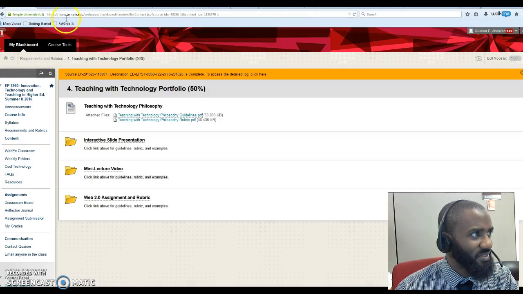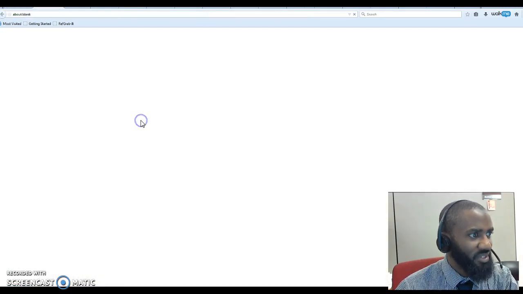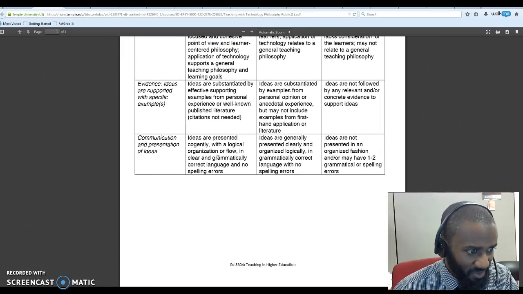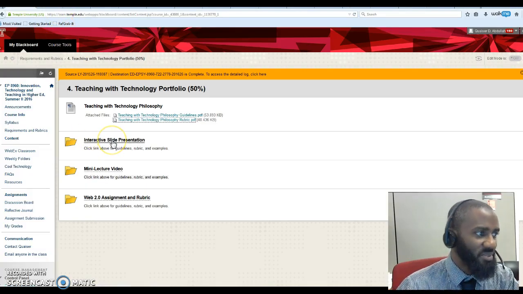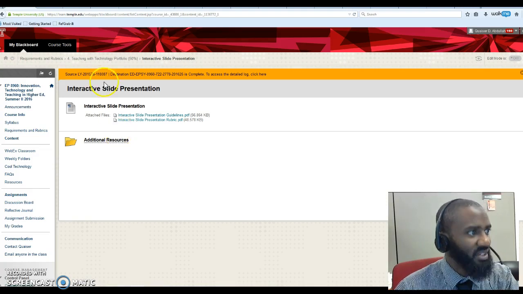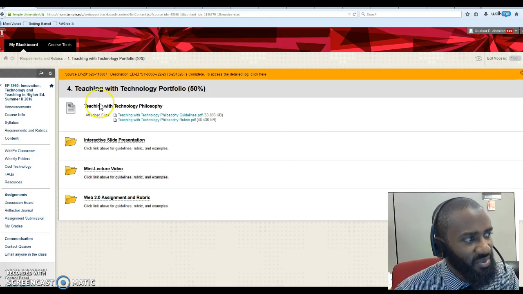Close this window. Then you have the rubric. So this is what I'll be using to grade and evaluate you. Please review that. That gives you an idea of what you need to be looking at. And when it comes to the interactive slide presentation, we'll have some examples here of what you can do and additional resources. We'll discuss all of that next week in class.